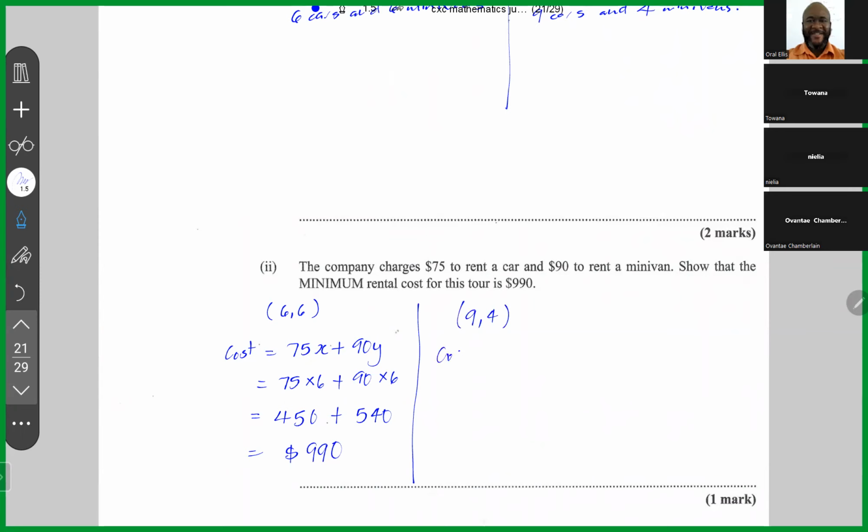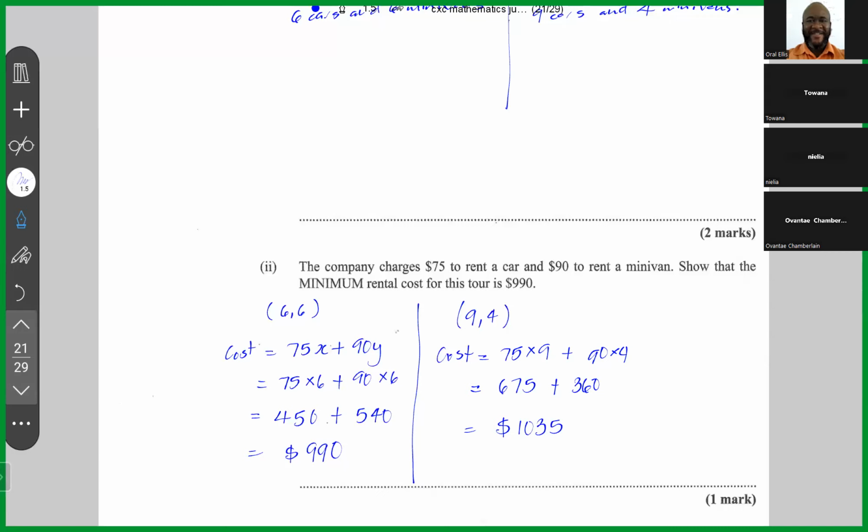The next arrangement is 9, 4. The cost would be 75 times 9 plus 90 times 4. So this is 675. This is 360. And the cost here is $1,035.